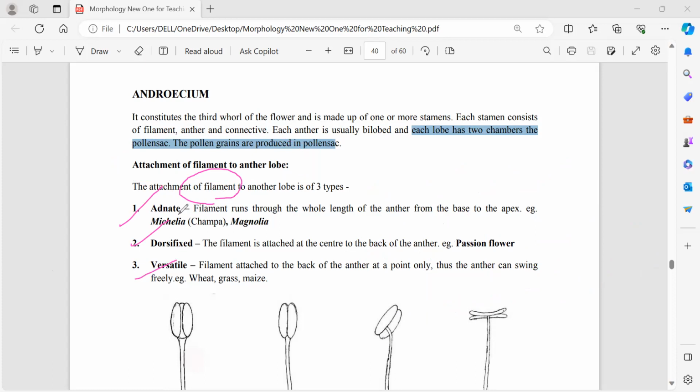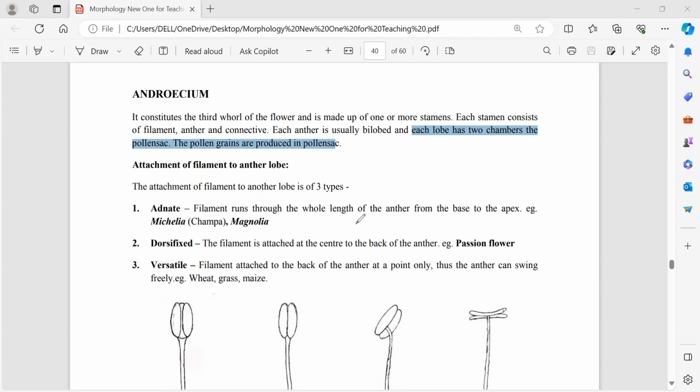What is meant by adenate type of anther, adenate type of stamen? When the filament runs through the whole length of the anther from base to the apex. For example, we have this condition in Michelia, we have this condition in Magnolia. Michelia is also called Champa. So this type of attachment of the filament to the anther is called adenate.